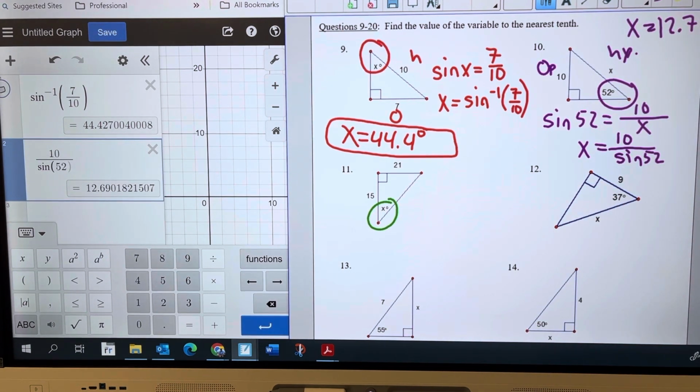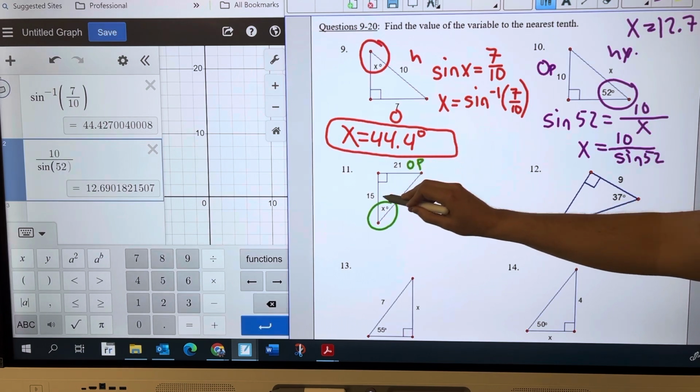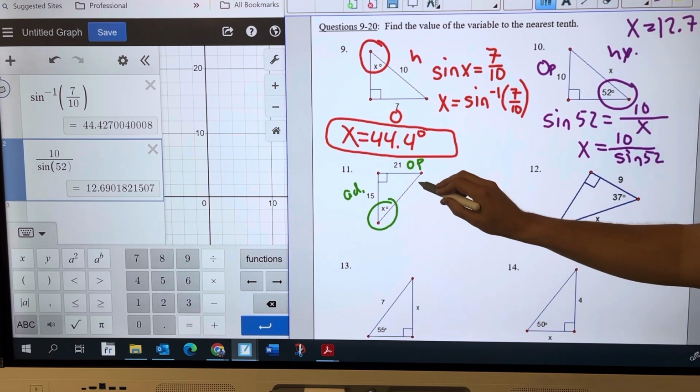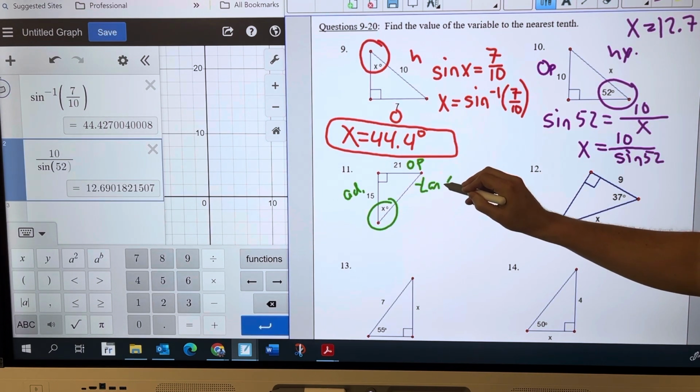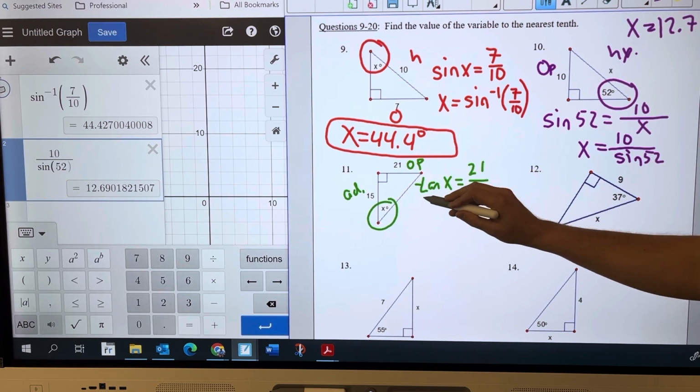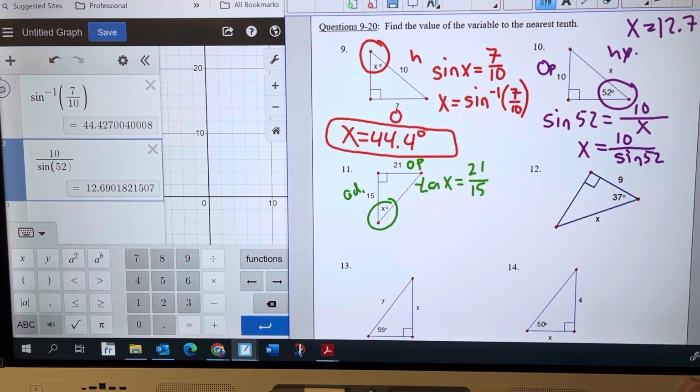In number 11, we look for our focus right here. That's the one that we don't know. We've got our opposite and our adjacent. That tells me tangent. So I'm going to go with tan x equals that opposite 21 over the adjacent 15.